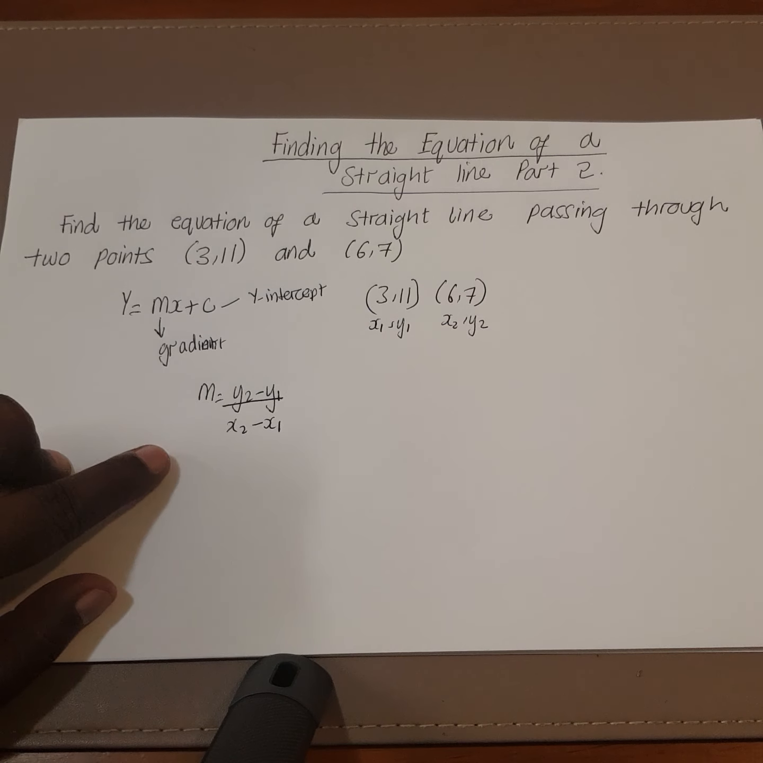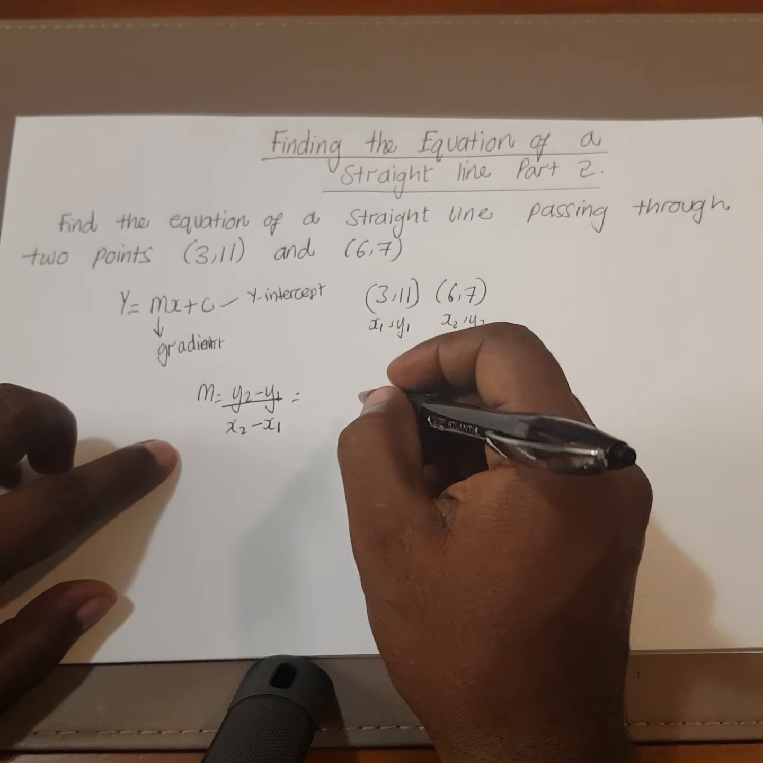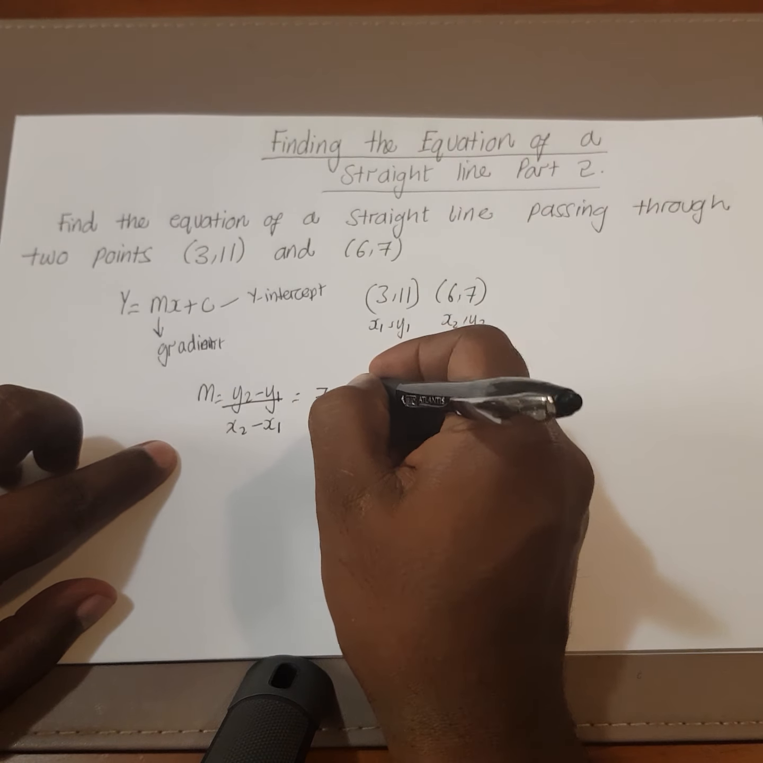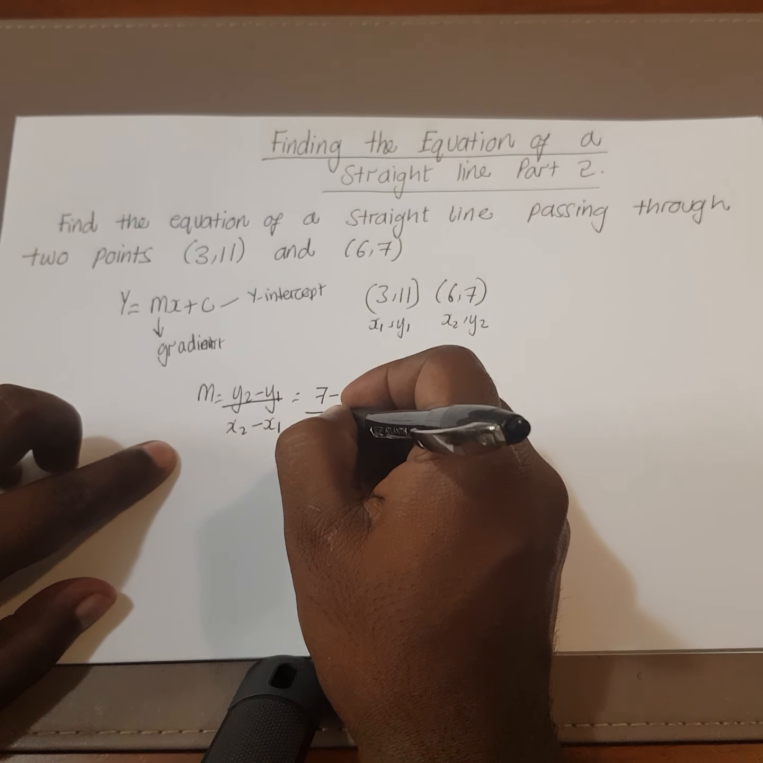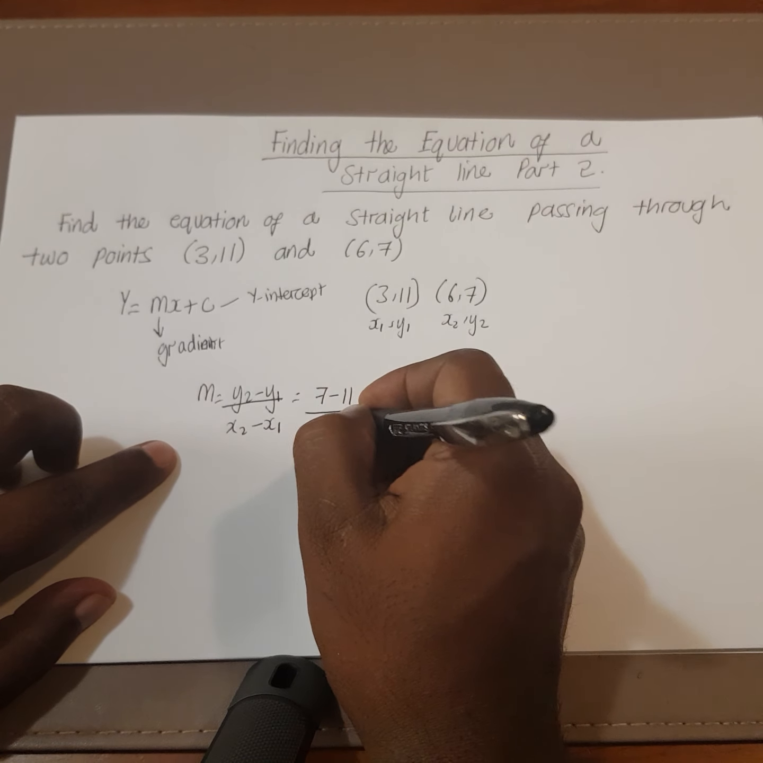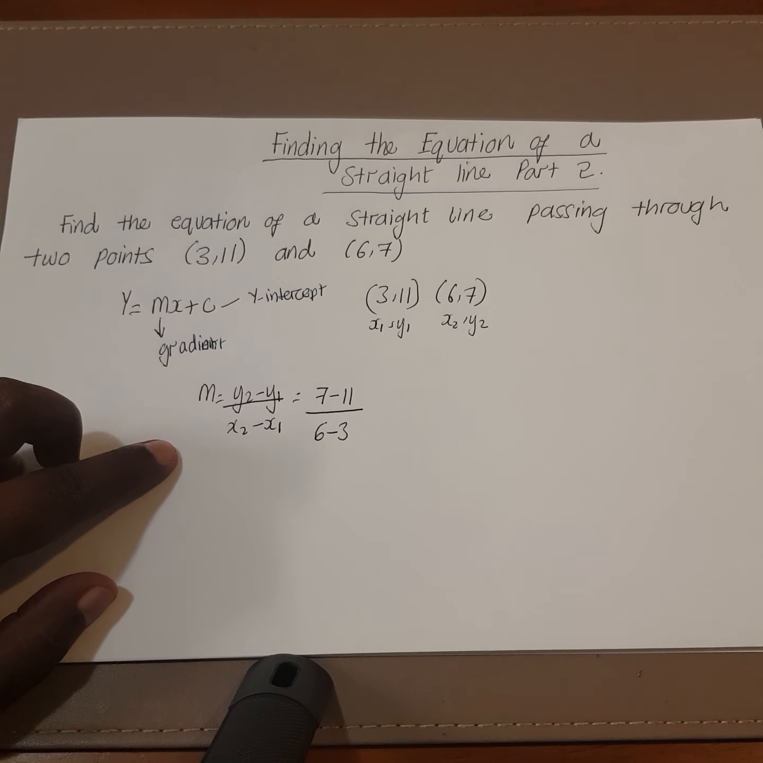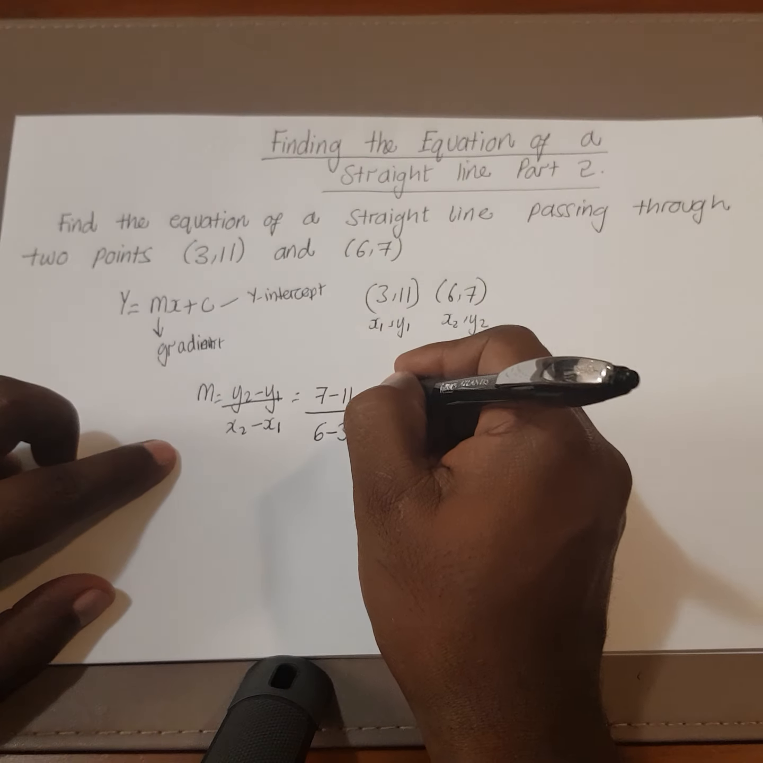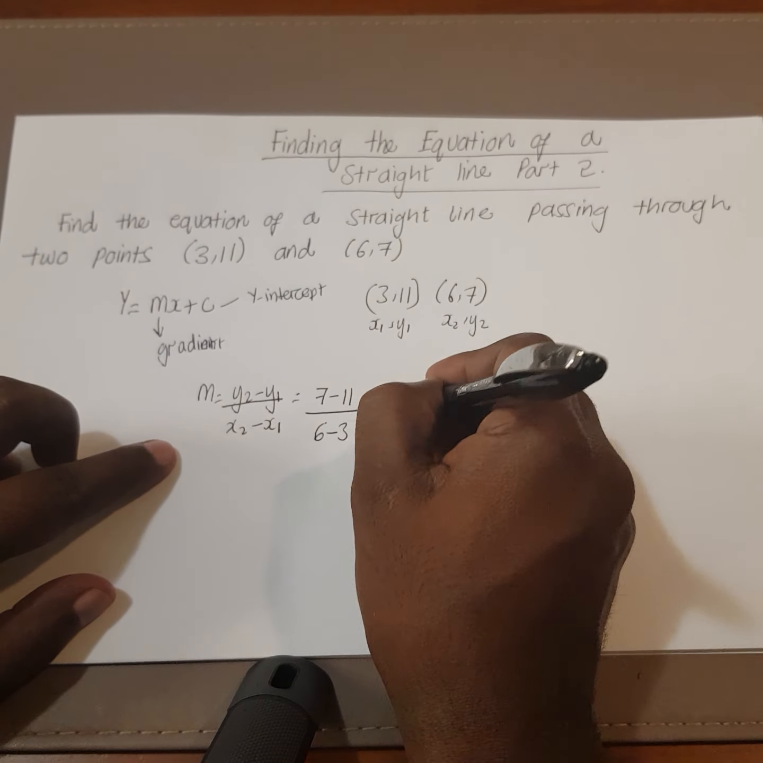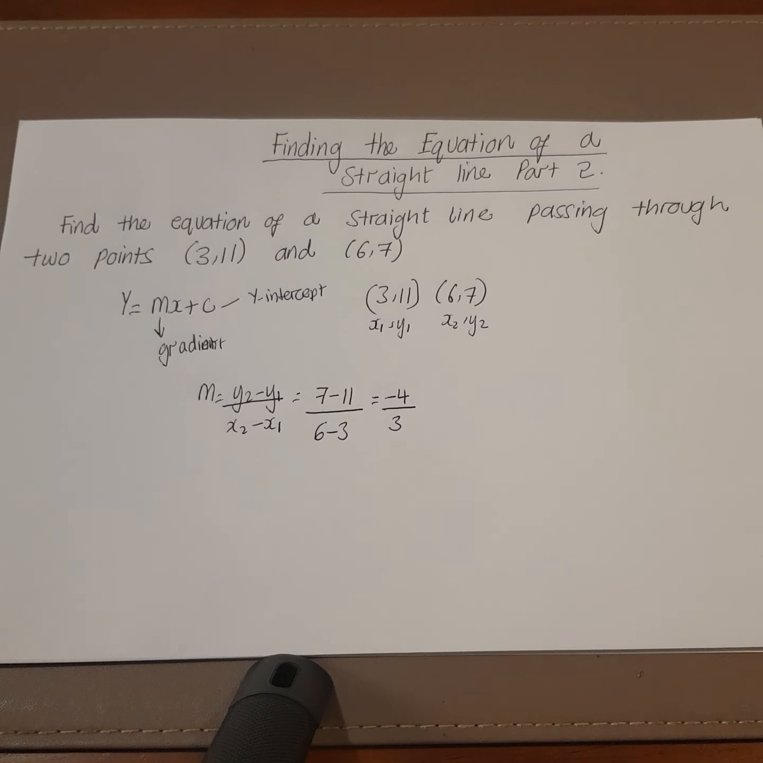So we now substitute. What's my y2? 7 minus 11 over 6 minus 3. That's negative 4 divided by 3. Like I said before, gradients can be positive or negative, and furthermore, they can also be a fraction. In this question, the gradient is a negative fraction.